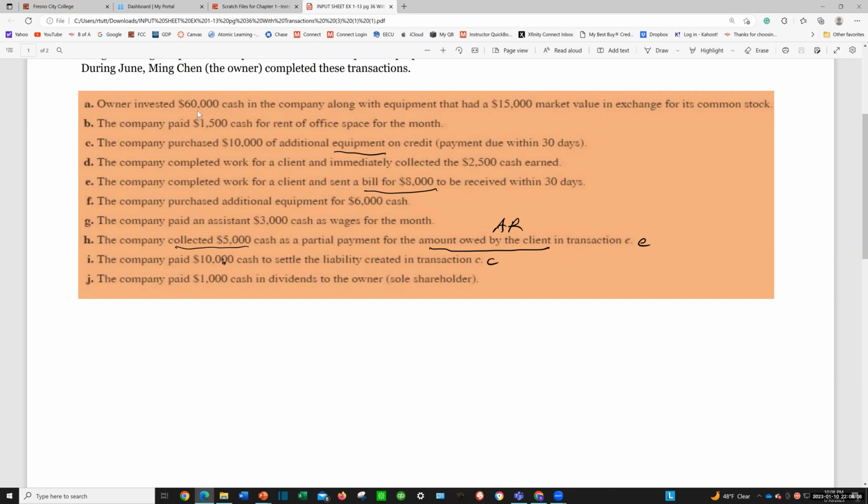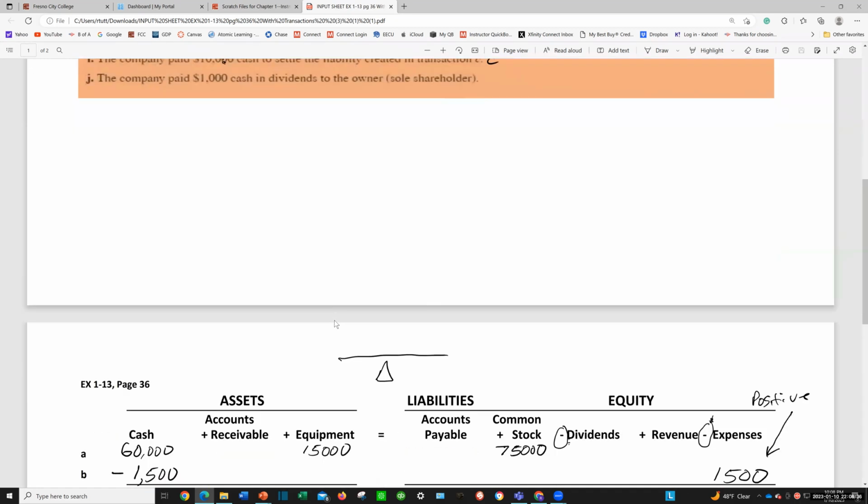Would cash go up or down? Well, if you received it, cash goes up. But we also received some equipment. So if we receive the equipment, we know that equipment goes up. Now, who gave the cash and the equipment? Well, the owner did. So we're going to give the owner the claim to these assets through common stock. Let's see how it works here.